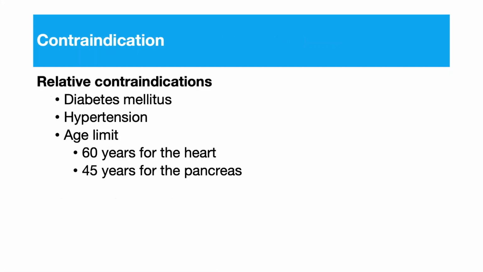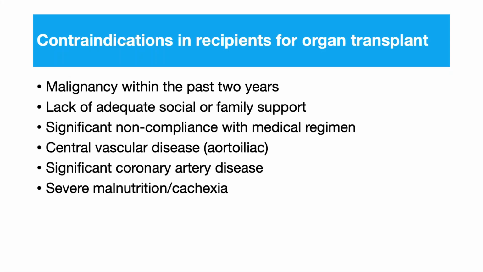There are some relative contraindications, which are diabetes and hypertension. You've got to check, but if they are well controlled and the organs are fully functional, maybe there is a place for harvesting their organs. As I mentioned with regard to age, for heart, transplant teams don't practice taking patients beyond the age of 60 years. And for pancreas transplants, it should be less than 45 years. With regard to contraindications in the recipients, if the recipient has had a malignancy within the past 2 years, it's not advisable to have organs transplanted in them.